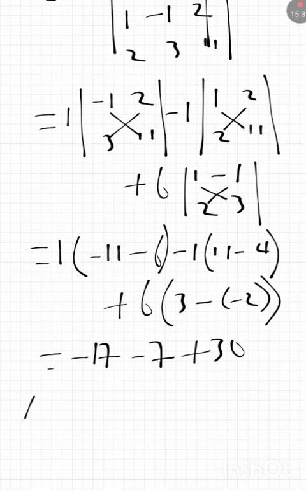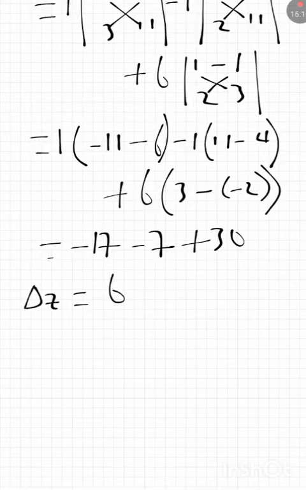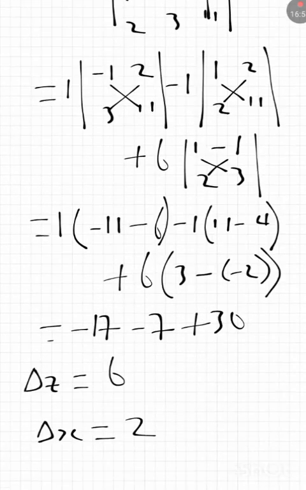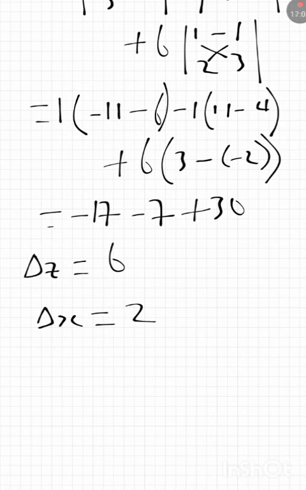So let's add the whole of this together so that our delta z will be equal to 6. We've gotten the value of delta x, delta y, and delta z. Let's write it out. Delta x is equal to 2. Delta y is equal to 4. And delta z is equal to 6.